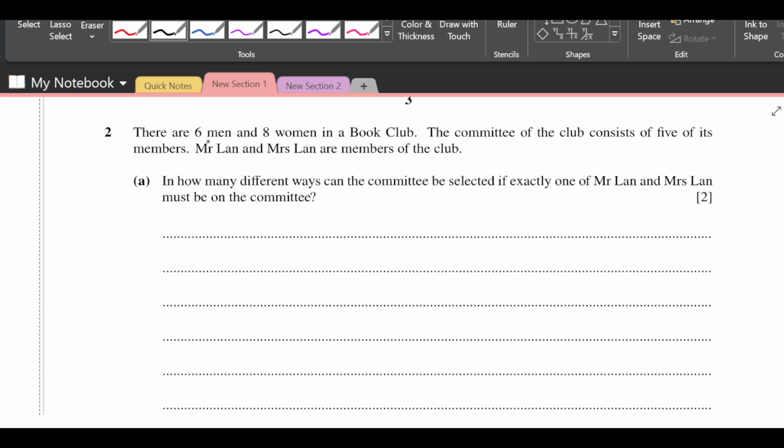So in total, 6 plus 8, 14 members are there. Now out of 14 members, we decide that either Mr. Lan or Mrs. Lan may be a member of the club. So the first case is that Mr. Lan is a member.